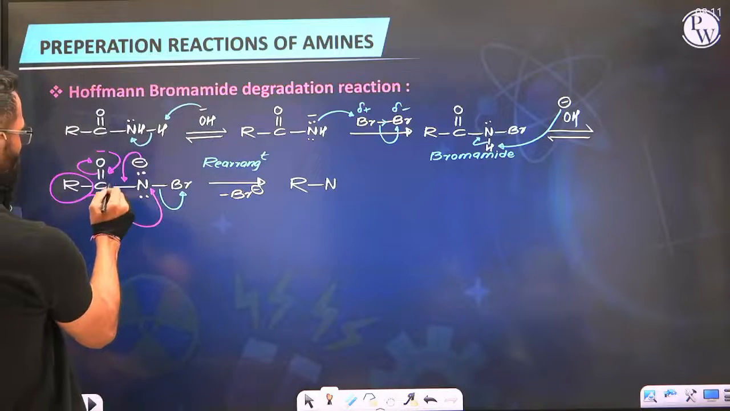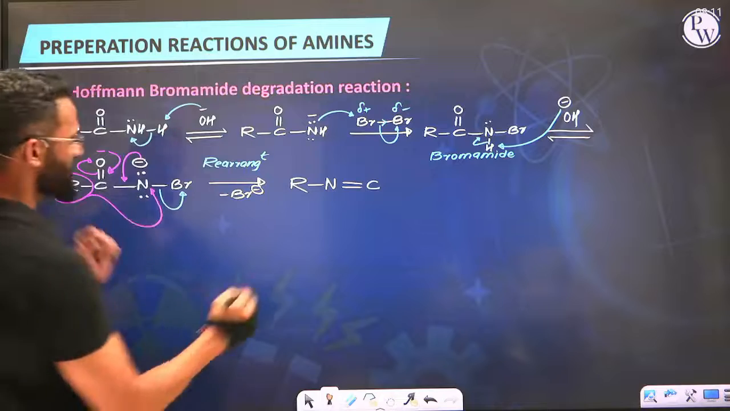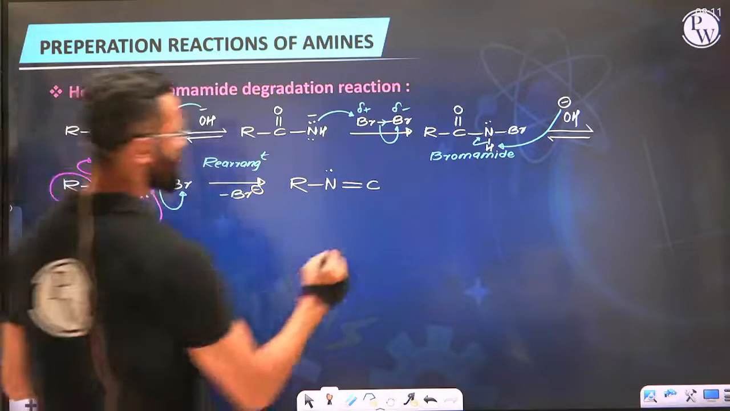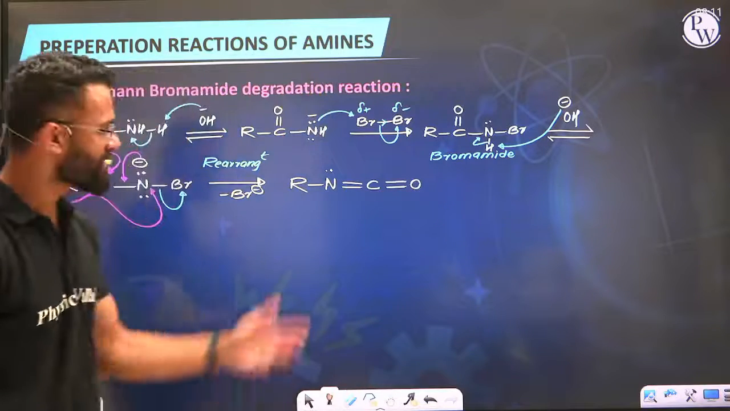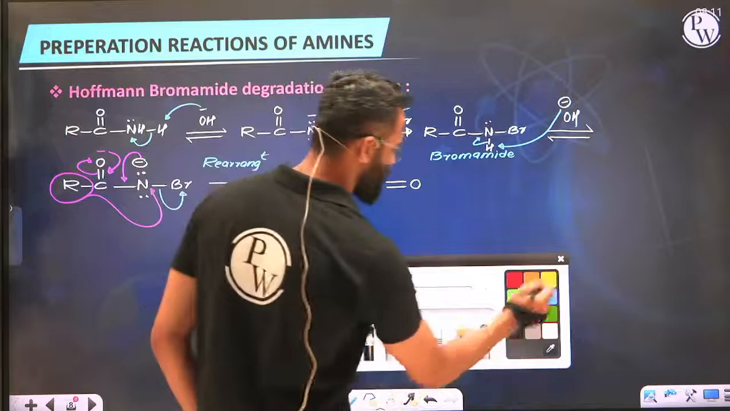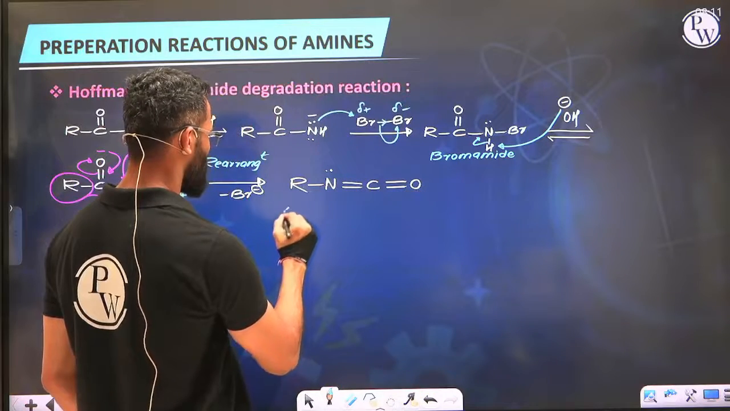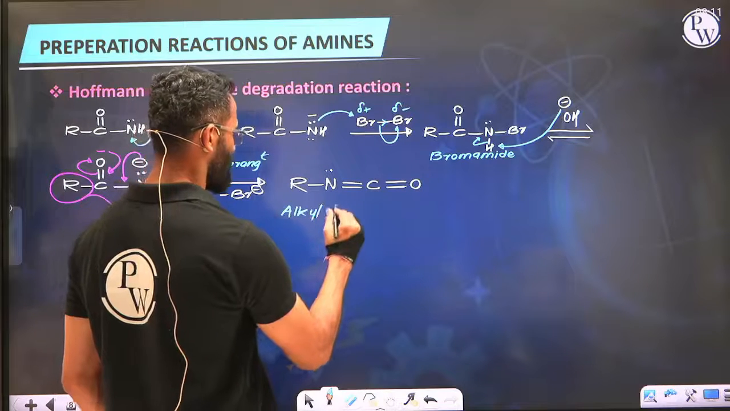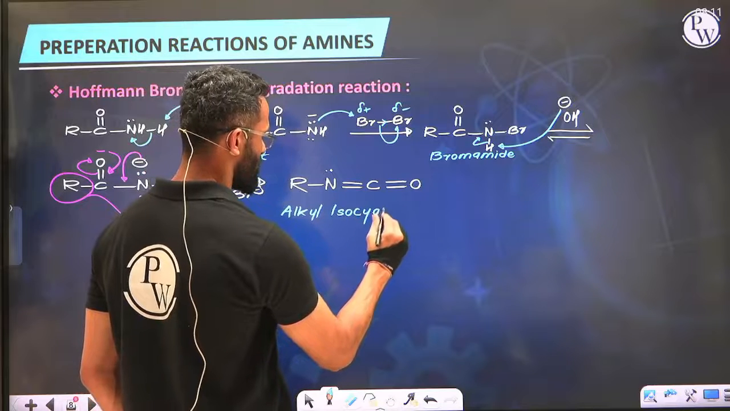One lone pair delocalized to form a double bond with carbon, but this lone pair is still intact. I am writing it here. Carbon has restored its double bond with O, so double bond O. Fine. This product which is obtained is called an alkyl isocyanate.